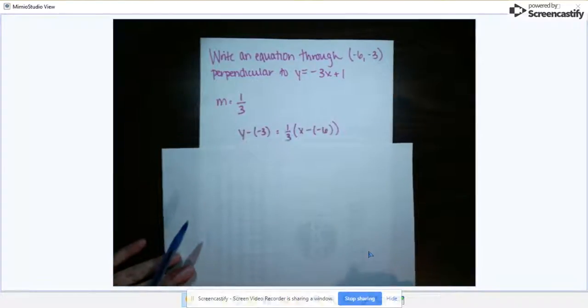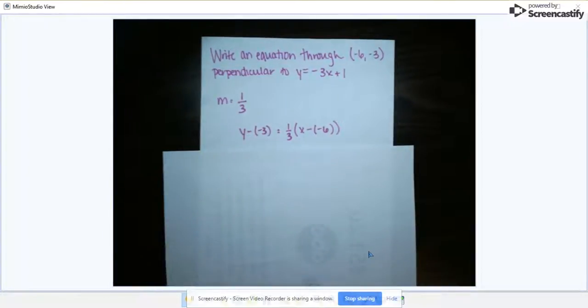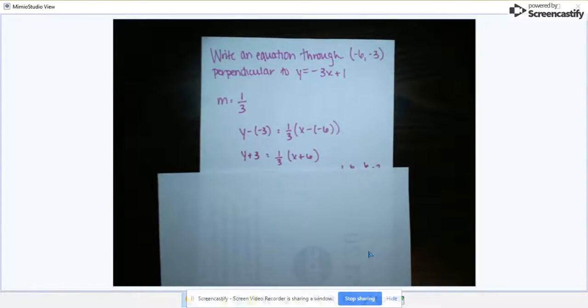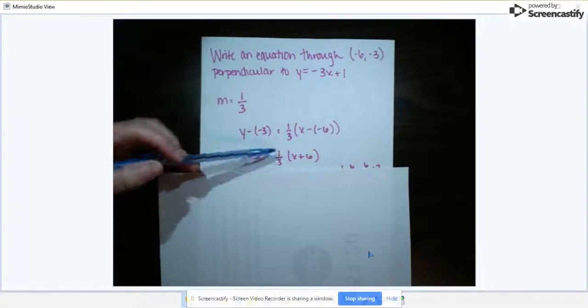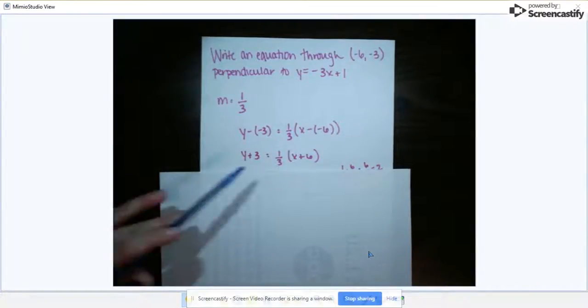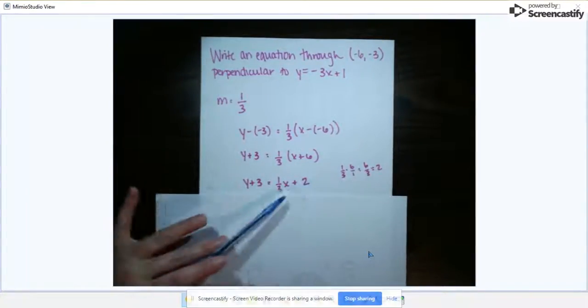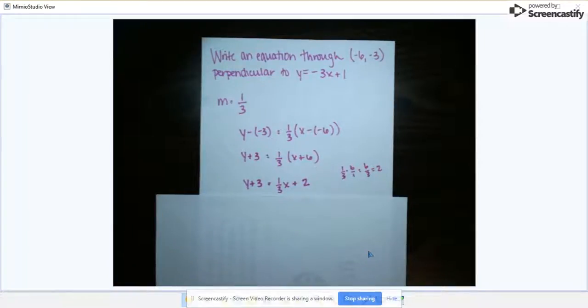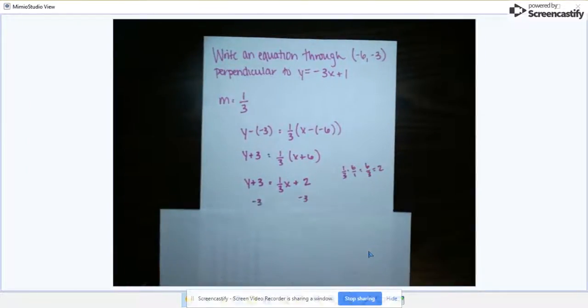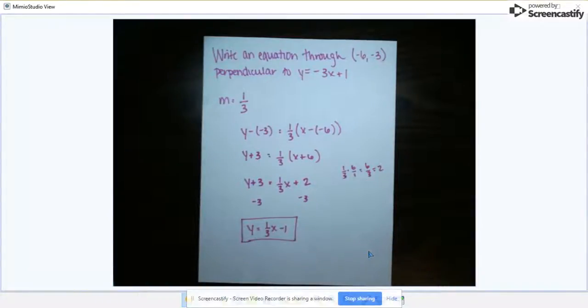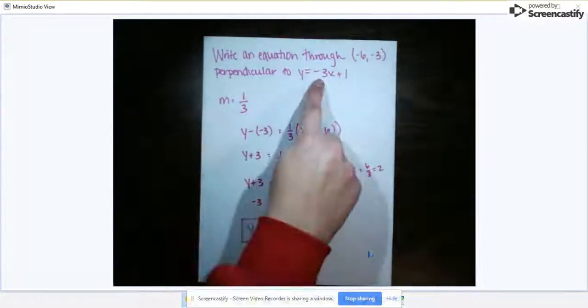Then we're going to plug that into our point-slope form with the point that they give us. Both these minus negatives turn into plus positives. So there's our equation. We're going to distribute. Again, I did that 1/3 times 6 over here, but it does result in a 2. And then we're going to subtract 3 from both sides, and we get y equals 1/3 x minus 1 as our perpendicular line to that equation.